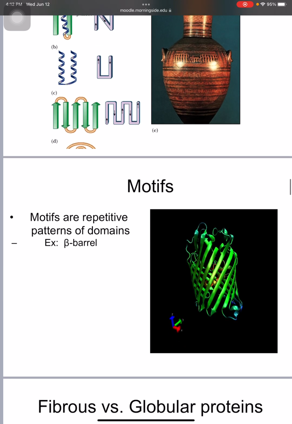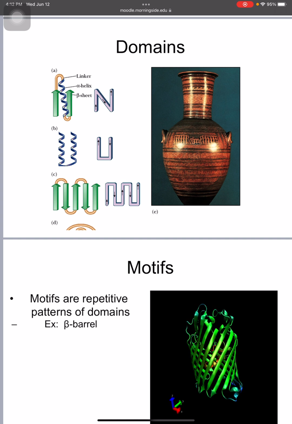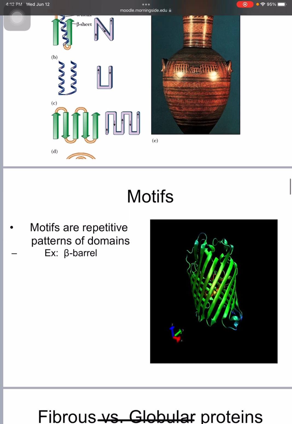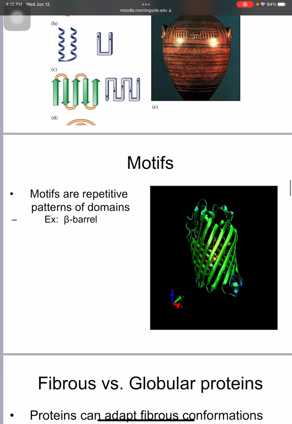All right. So we've seen secondary structures of alpha helices, beta sheets. We've seen domains, which are these repeated patterns. And then we can go even further with it. We can have domains that then themselves repeat into larger patterns. All right, and these are called motifs. I'm not really that concerned about you knowing a whole lot of motifs. It's just kind of fun to include.